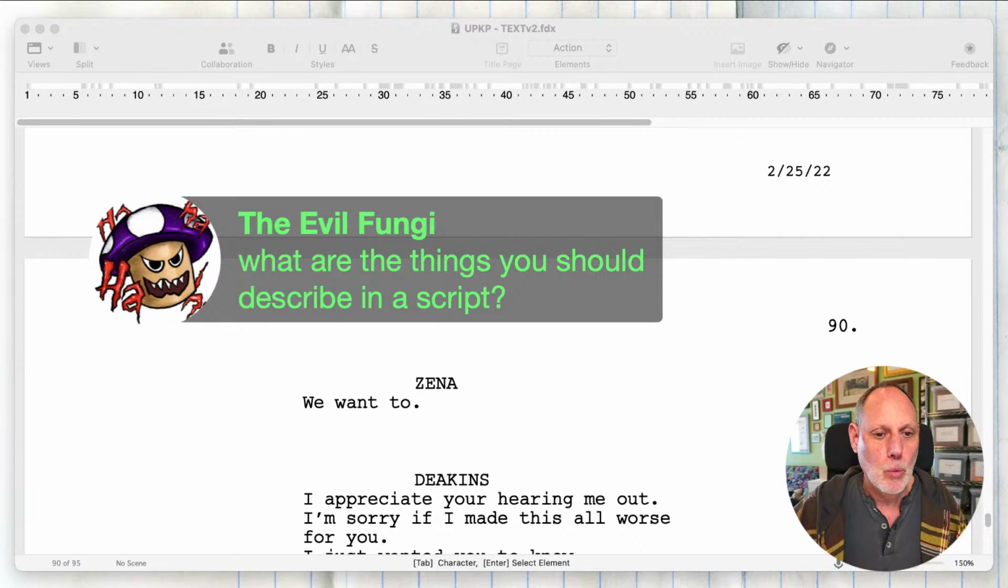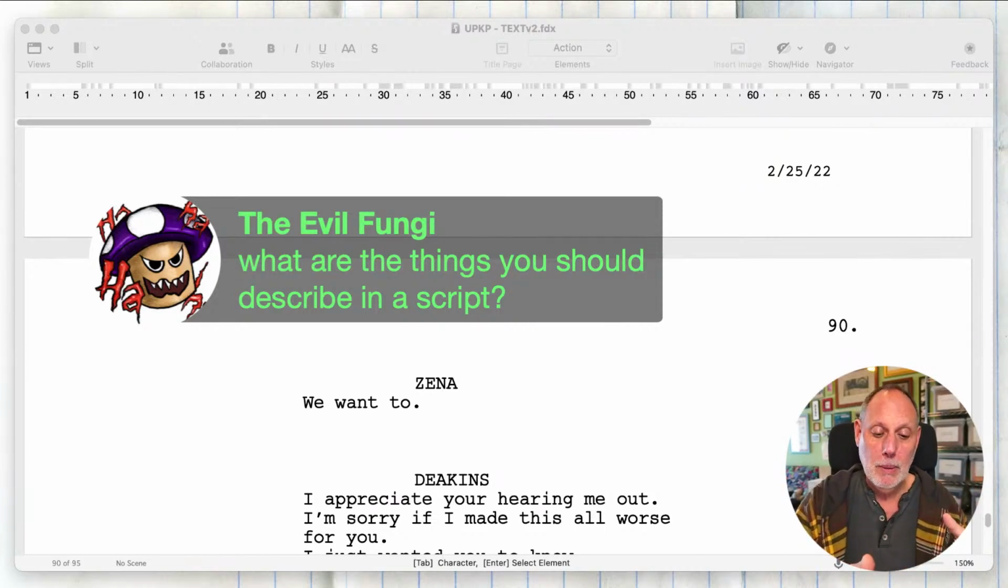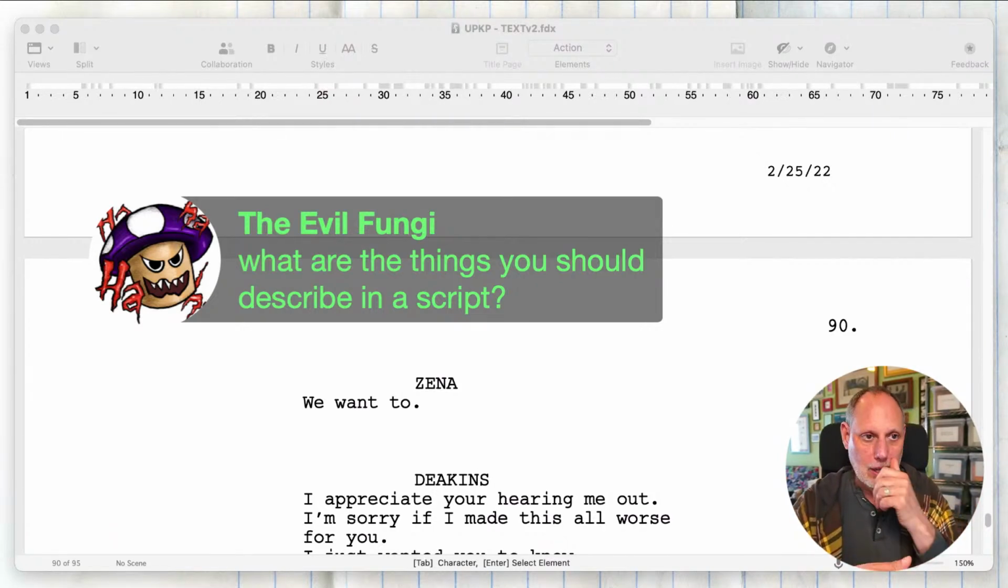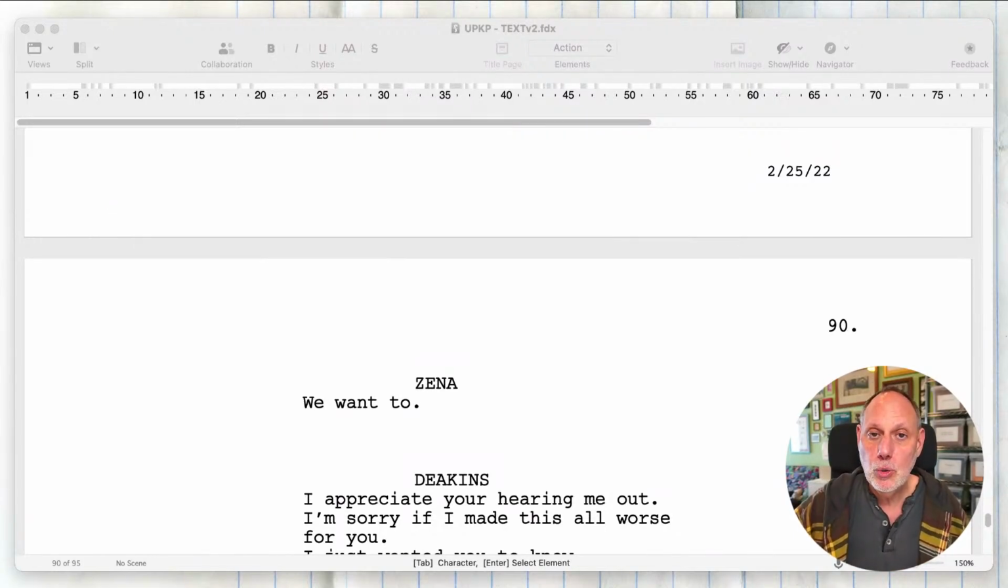Kirby's question: what things should you describe in a script? What should you describe? You should describe what people are doing, what people are saying, possibly how they are feeling. If they are doing something that is invisible to the other characters, you can do that. You can tell us about that. The main thing you're describing is what people do and what people say, who they are in the story.